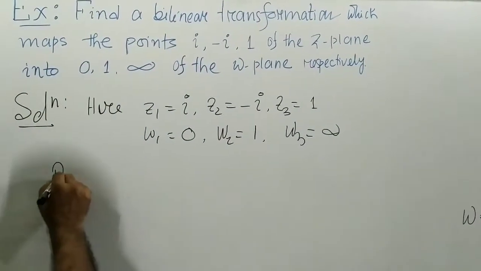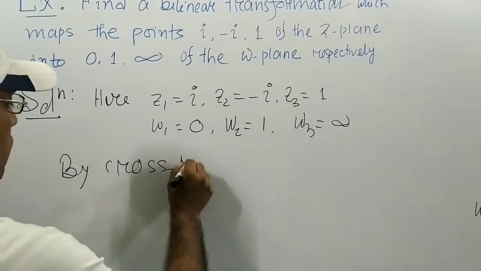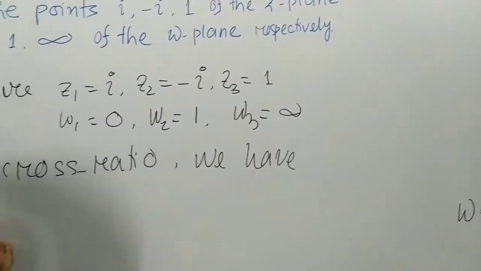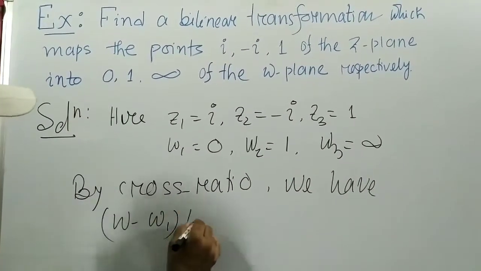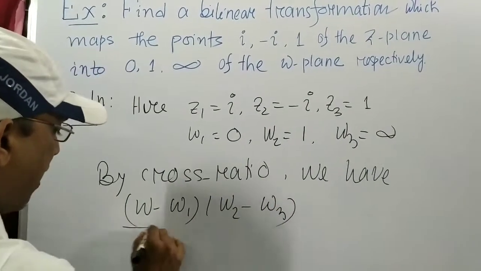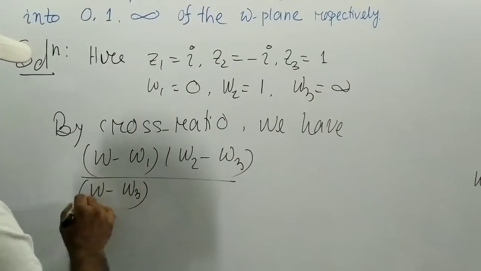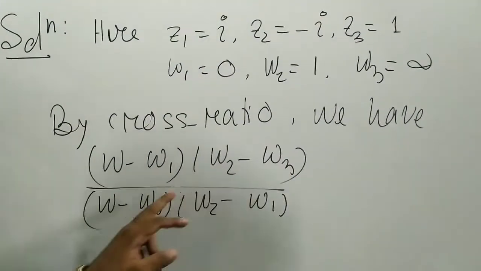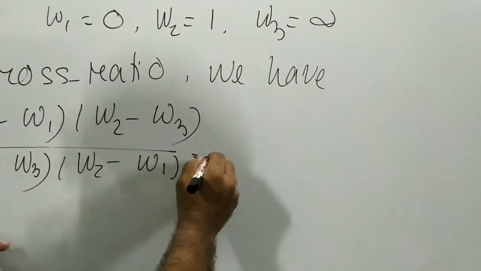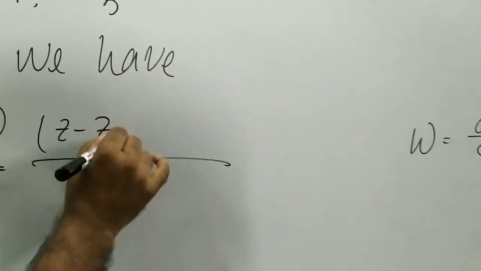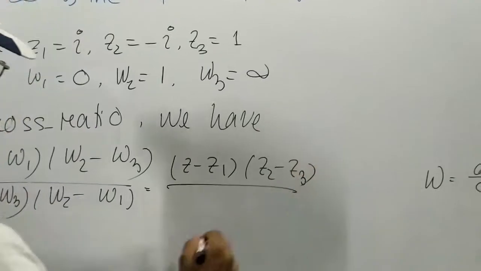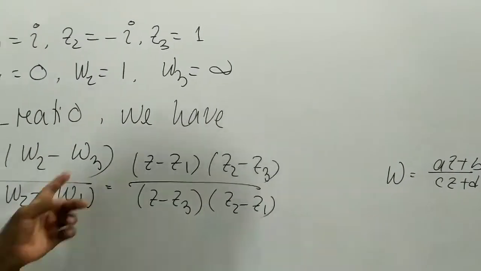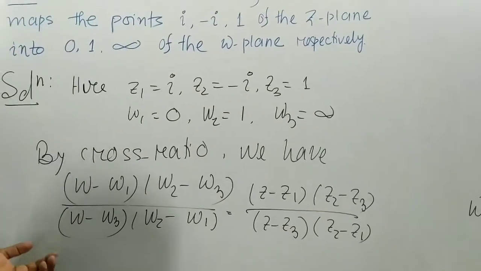By the cross ratio formula, we have (W minus W1)(W2 minus W3) by (W minus W3)(W2 minus W1), and the right hand side is the same in terms of Z: (Z minus Z1)(Z2 minus Z3) by (Z minus Z3)(Z2 minus Z1). This is our cross ratio formula, which was given in the last video.